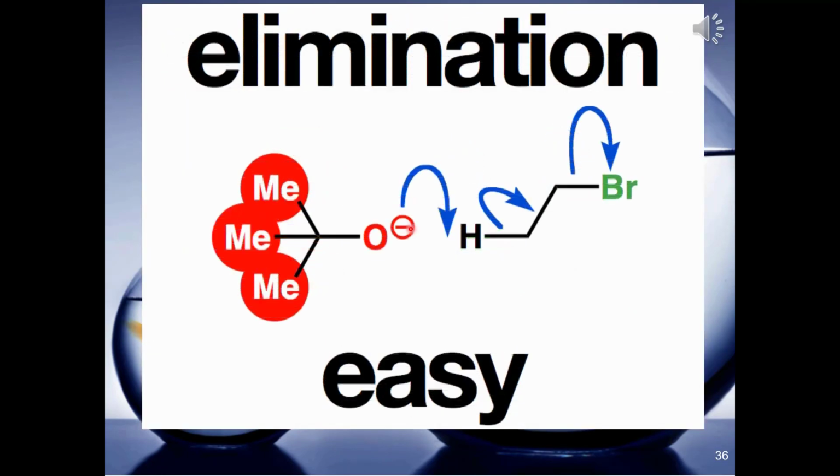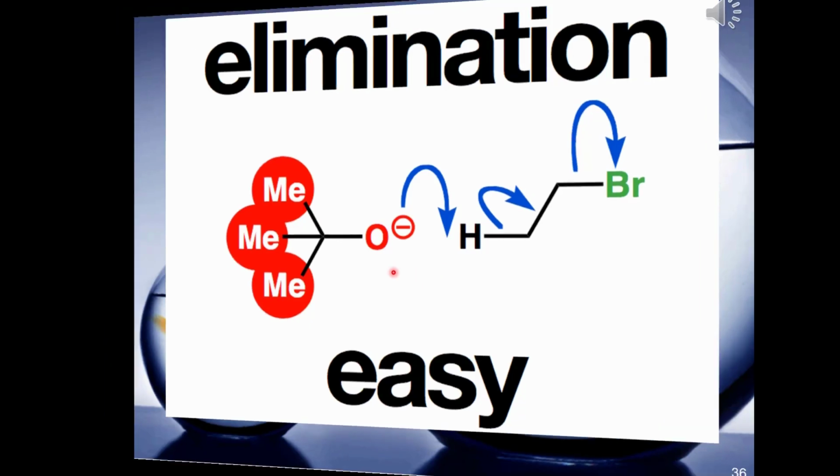Also, the advantage of using a strong bulky base is that this minimizes any competing SN2 reaction. Strong bulky bases are good Bronsted bases, but they don't make for particularly good nucleophiles. Hence, this means that elimination reactions are easier with primary alkyl halide substrates and bulky bases.